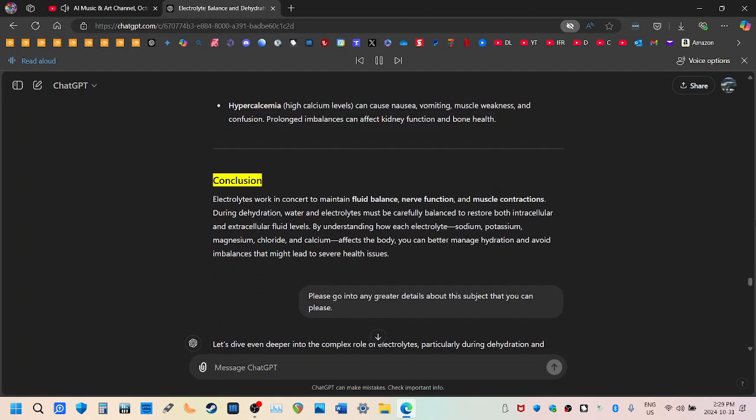Conclusion: electrolytes work in concert to maintain fluid balance, nerve function, and muscle contractions. During dehydration, water and electrolytes must be carefully balanced to restore both intracellular and extracellular fluid levels. By understanding how each electrolyte, sodium, potassium, magnesium, chloride, and calcium, affects the body, you can better manage hydration and avoid imbalances that might lead to severe health issues.